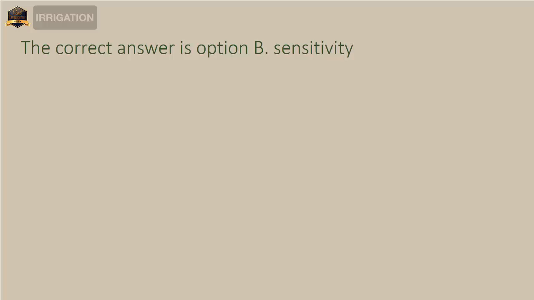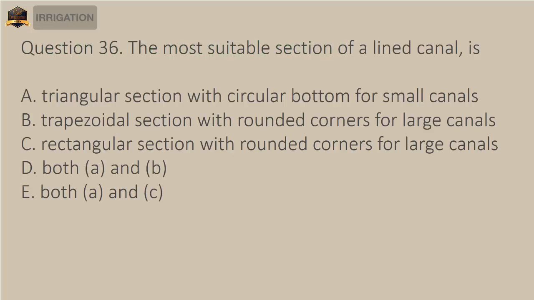Question 36. The most suitable section of a lined canal is A. Triangular section with circular bottom for small canals. B. Trapezoidal section with rounded corners for large canals. C. Rectangular section with rounded corners for large canals. D. Both A and B. E. Both A and C. The correct answer is option D, both A and B.